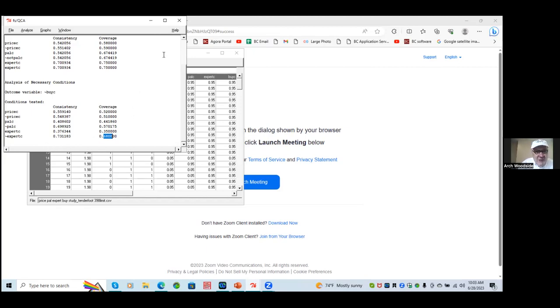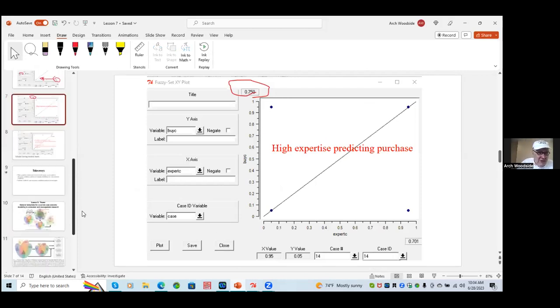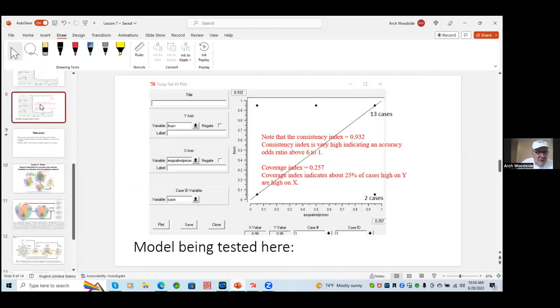So that's it in terms of reporting your necessary analysis in the paper that you write up. And you want to do all that for your singular antecedent conditions. All right, so I want to go back to the slides and mention that you might want to do your XY plots on the singular conditions.